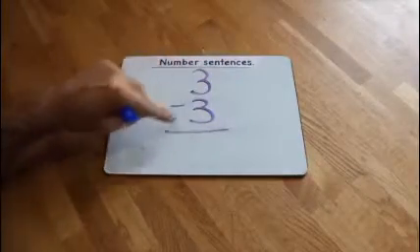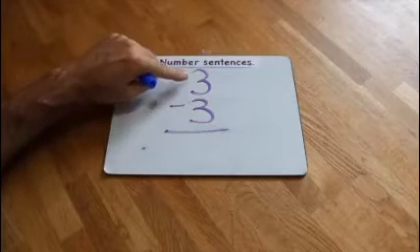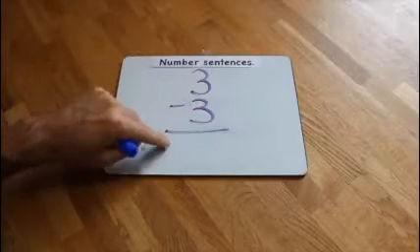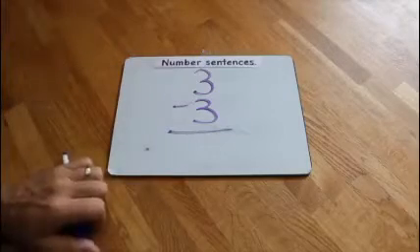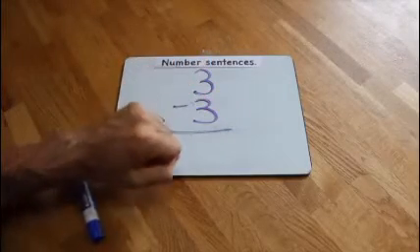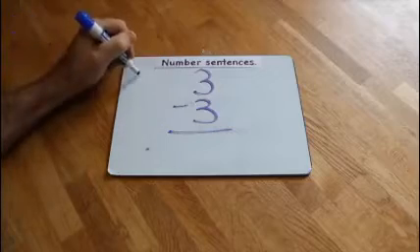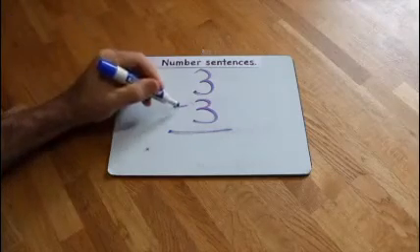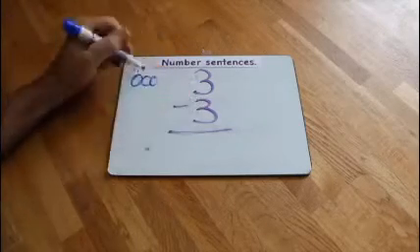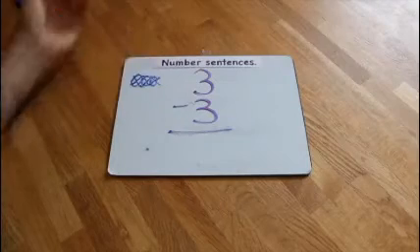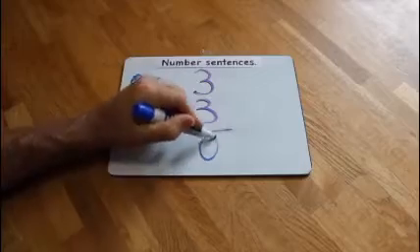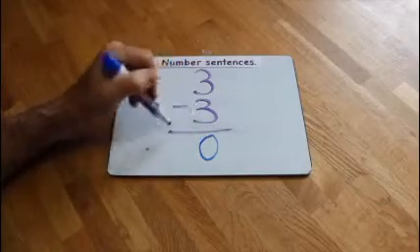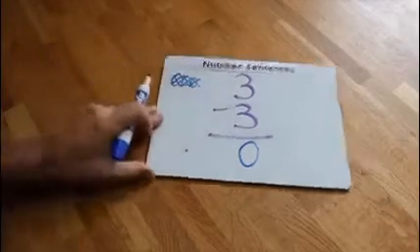Number sentences. Remember, we're going top to bottom. Let's read it. 3 minus 3 equals. Do your mental math. Use your fingers or your pictures. Start with your 3. 1, 2, 3. Minus means to take away. How many? 3. 1, 2, 3. How many are left? 0. Straight line down. Let's read it. 3 minus 3 equals 0.